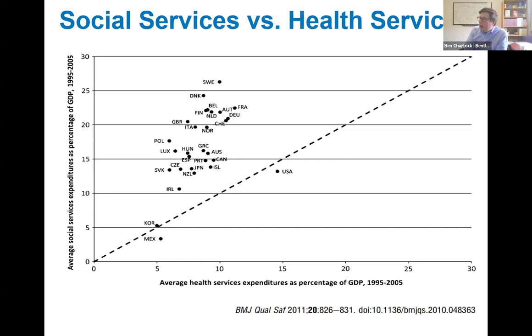There's a saying that I really love that says, don't tell me your values, show me your budget and I will tell you your values, right? Our choices, which is spending more on health and less on social services, reflects the values of the society that we have. And I want to show you where these values are playing out in outcomes.